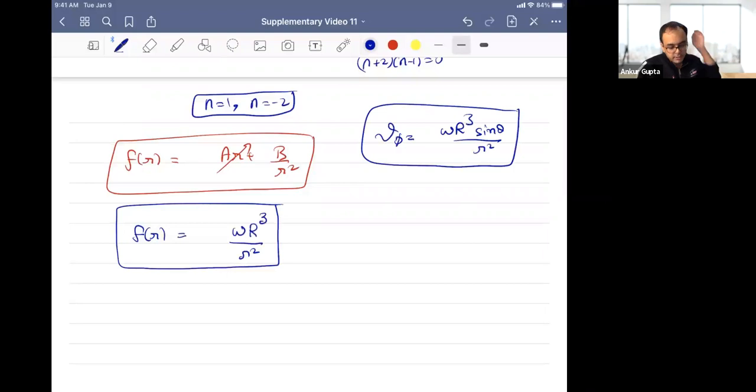This satisfies the boundary condition, and this should also satisfy the governing equation of our system. Okay, this is what we get for v phi. Let me verify that I have not made an error here till now. Our v phi is okay. Yeah, we are correct: omega r cubed sine theta by r squared.